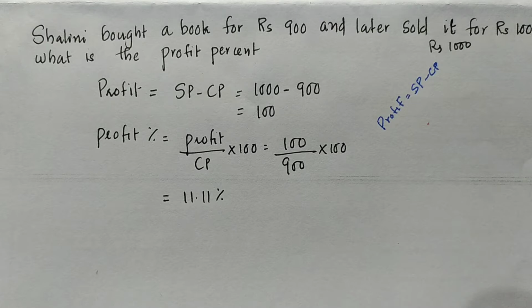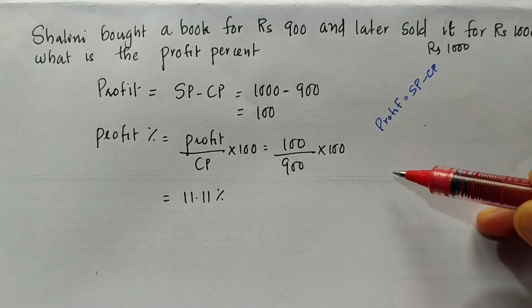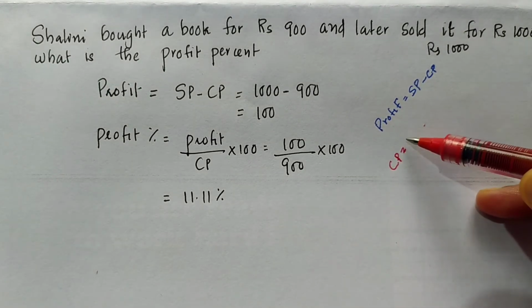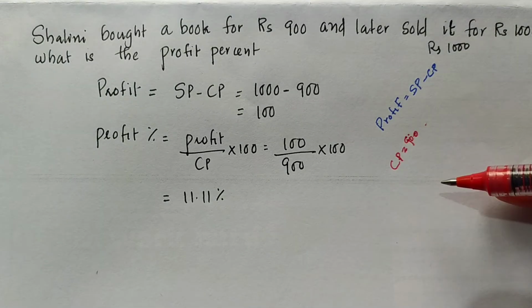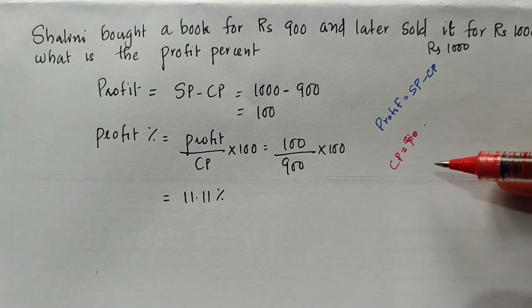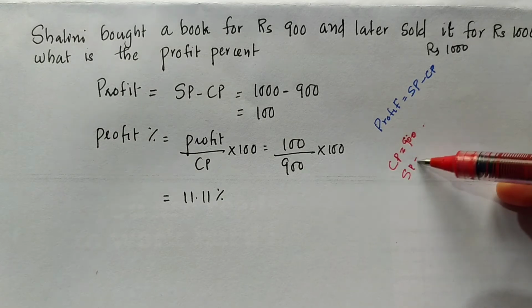Let us solve some questions to learn the topic better. Shalini bought a book for ₹900 and later sold it for ₹1000. What is the profit percentage? It's a simple question. I am discussing this question only to understand the concept better. So Shalini bought a book for ₹900. So it is the cost price of Shalini. So CP is equal to 900. Later sold it for ₹1000. So SP is equal to 1000.